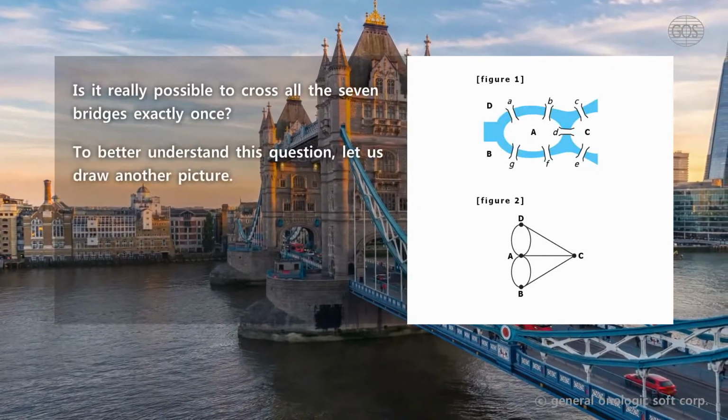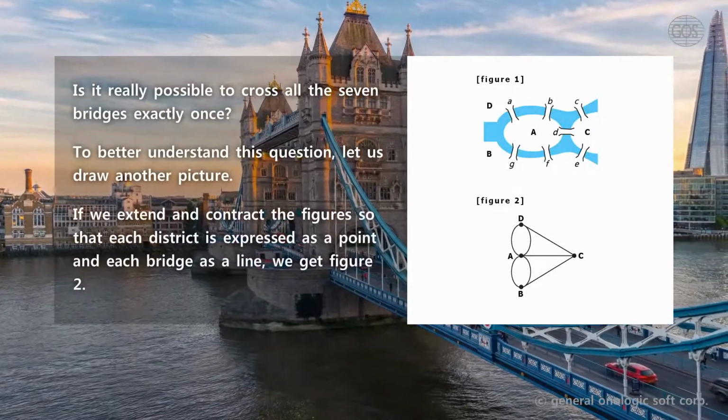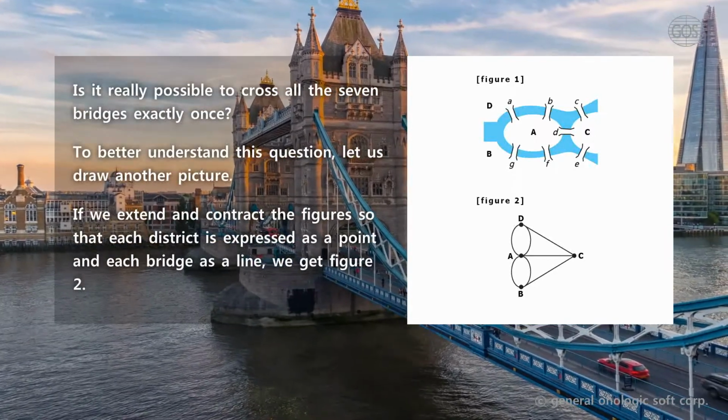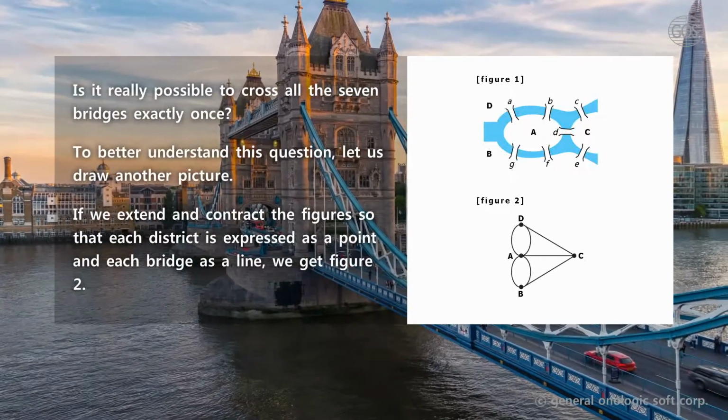To better understand this question, let us draw another picture. If we extend and contract the figure so that each district is expressed as a point and each bridge as a line, we get Figure 2.